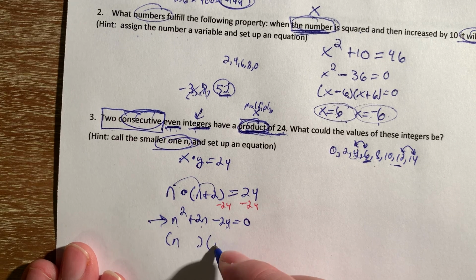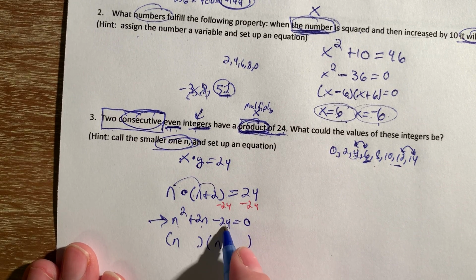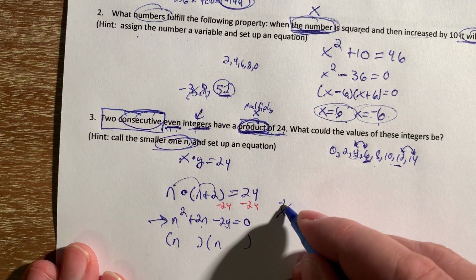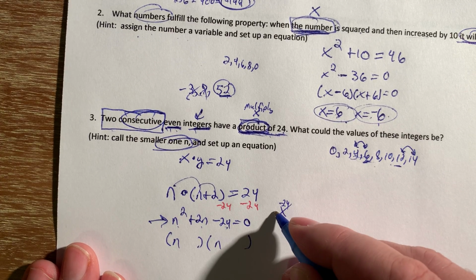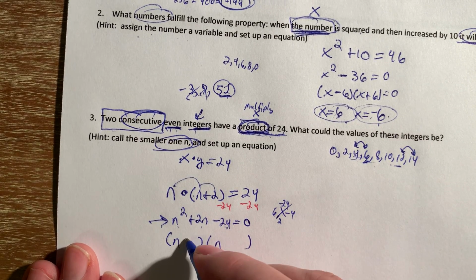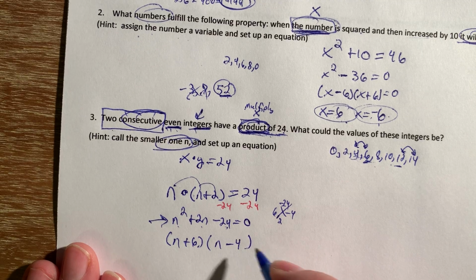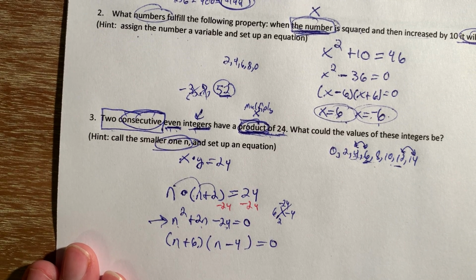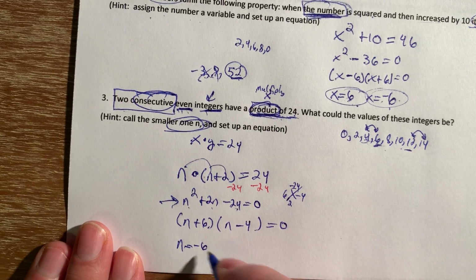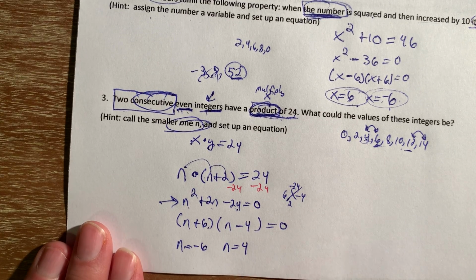It's what multiplies to make negative 24 and adds to be 2, and that is 6 and negative 4. So n plus 6 and n minus 4 equals 0. So n could be negative 6 or n equals 4.